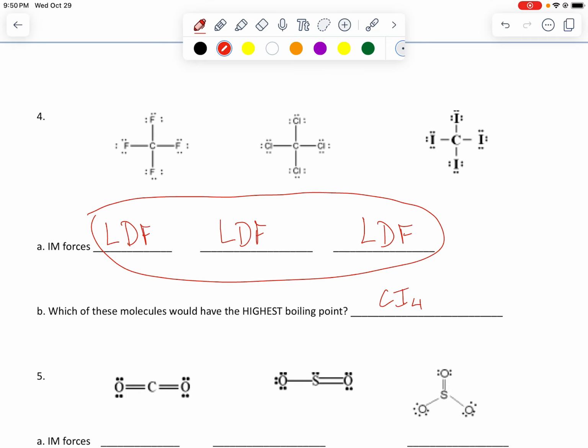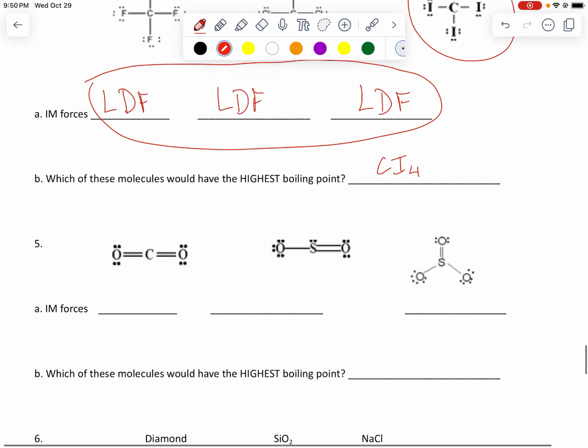And the reason why that is this one has the most electrons, not just valence, but core electrons within iodine. So there's more of a chance for those electrons all to congregate and create a stronger, very instantaneous partial positive, partial negative. It's going to be a stronger partial positive, partial negative compared to the other ones because they don't have as many electrons.